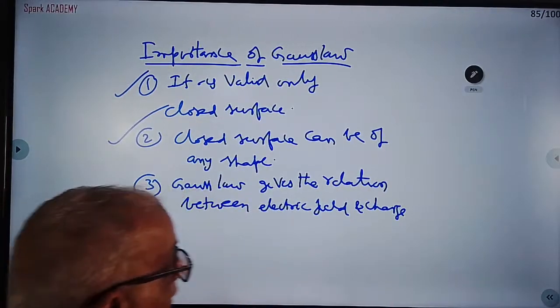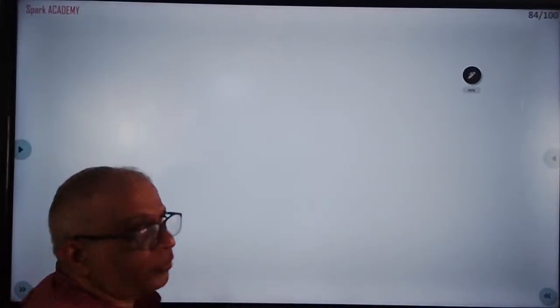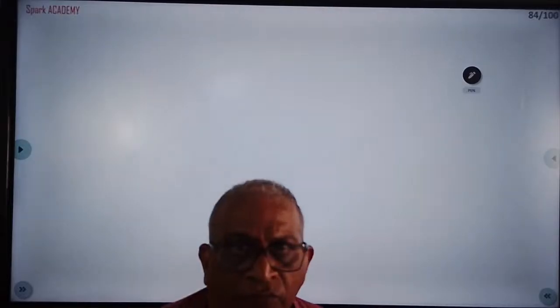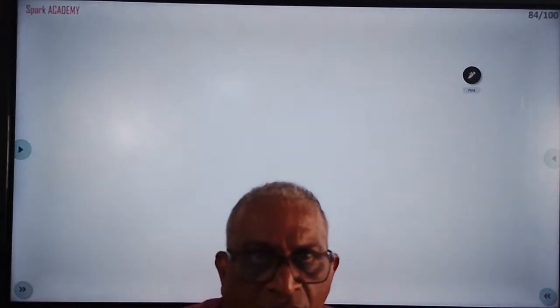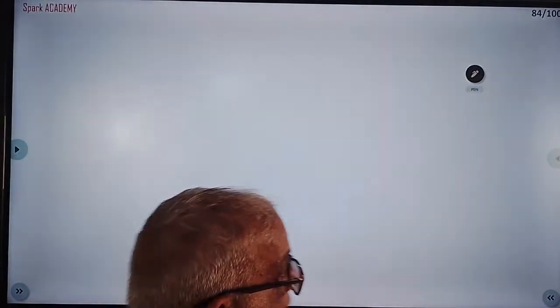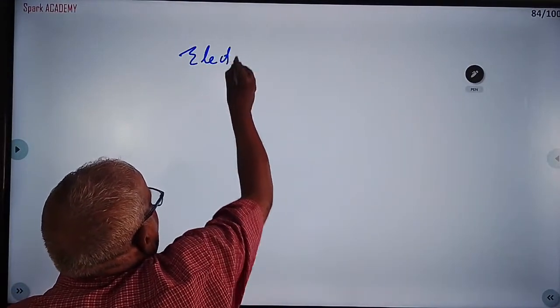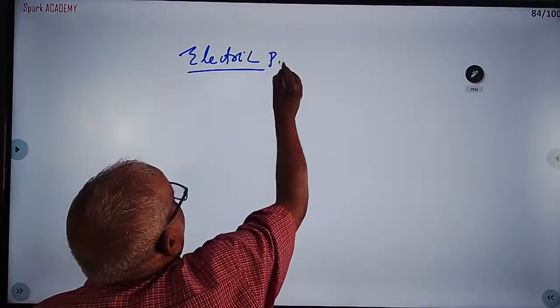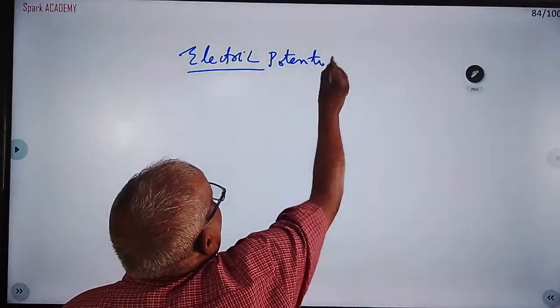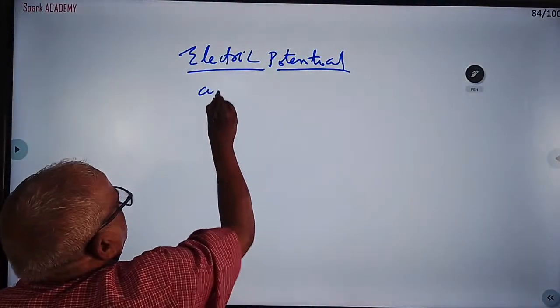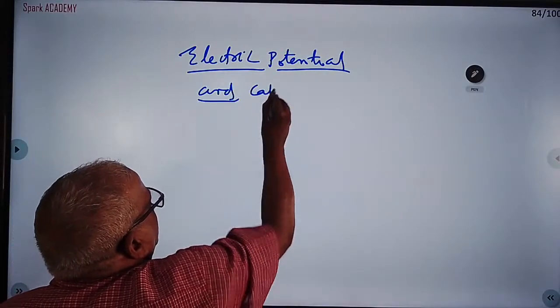So now I am doing electric potential. I am doing selected questions. I am sorry students, I am doing selected questions. There are 5 questions, and I am discussing 3. Electric potential and capacitance.